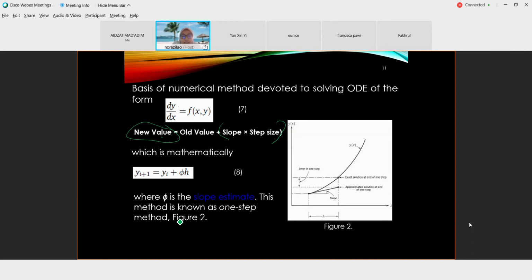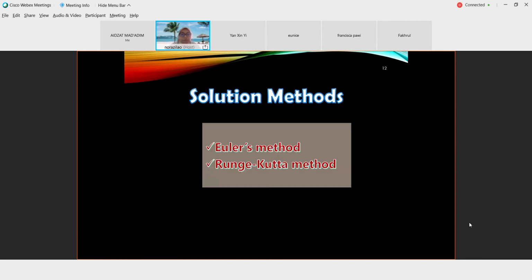This method is known as the one-step method, one step increment. So how can we solve an ODE IVP? There are two methods that I need to introduce to you. The first method we call the Euler method. The second method we call the Runge-Kutta method. It's not too hard, easy to solve any kind of problem.